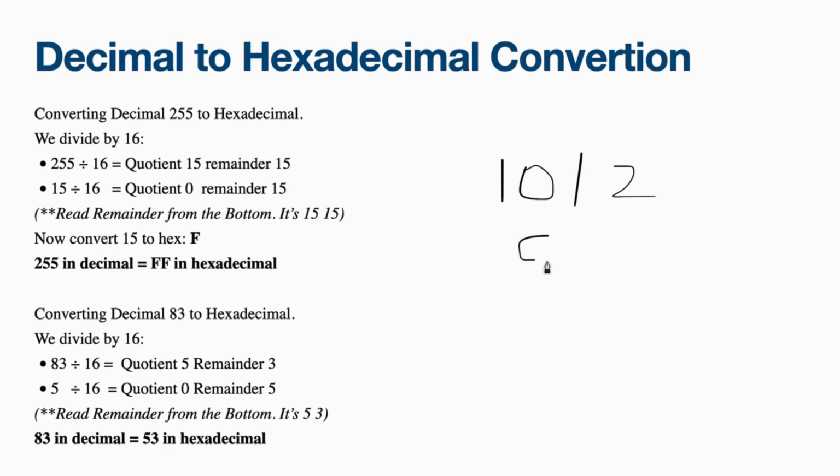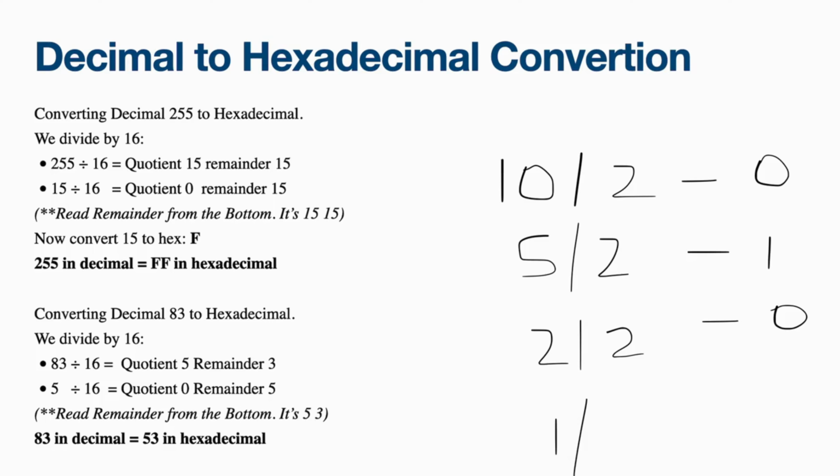We get quotient 5 and remainder as 0. Now again you divide it by 2, you get quotient 2 and remainder 1. Now if you again divide it by 2, you get a quotient 1 and remainder 0. And if you try to divide it by 2, you get a remainder 1 because 1 is not divisible by 2. So now if you look at the remainder from the bottom, you get 1, 0, 1, 0.